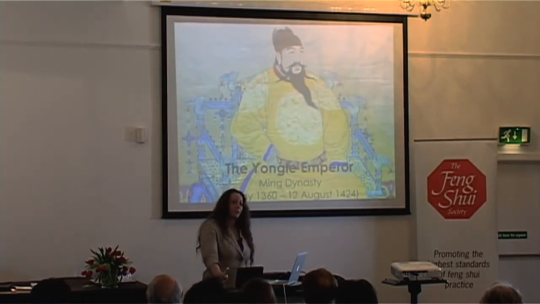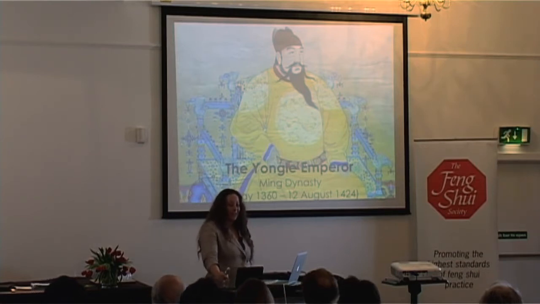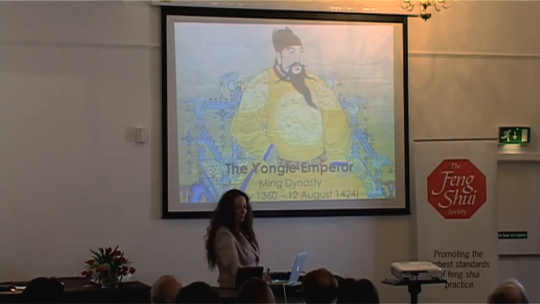So this is the emperor that actually built the Forbidden City, the Yonghe Emperor, if my pronunciation is good. And he actually died 4 years after the Forbidden City was built. And I have some theories about that, which I'll share with you.